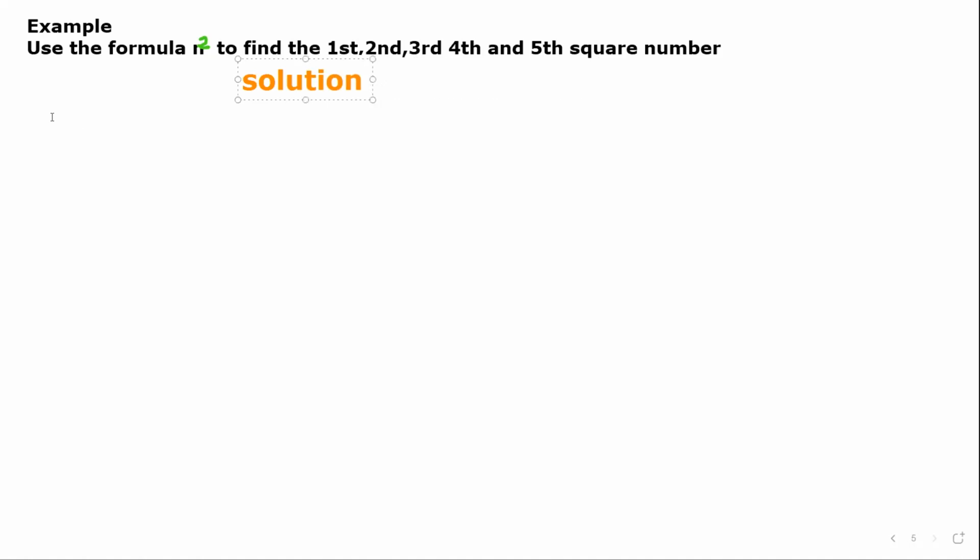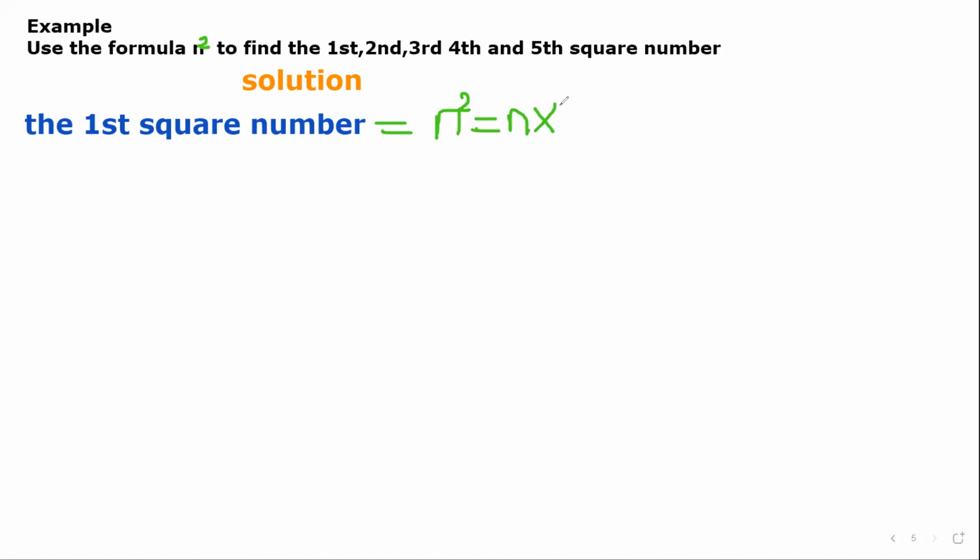Good. Then with the formula, we are going to find the first square number here. A equals, I remember, which is the formula is what? N exponent 2. Where this one will be n times n, because n exponent 2 means n multiplied by itself twice. And that one will be the answer.